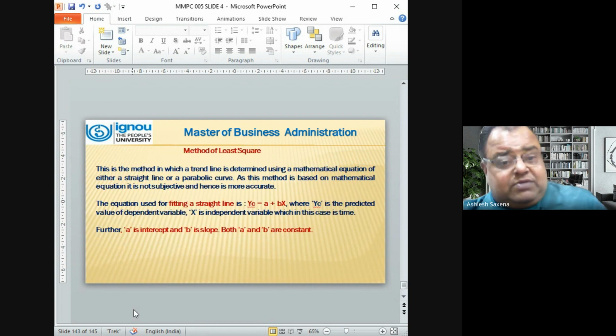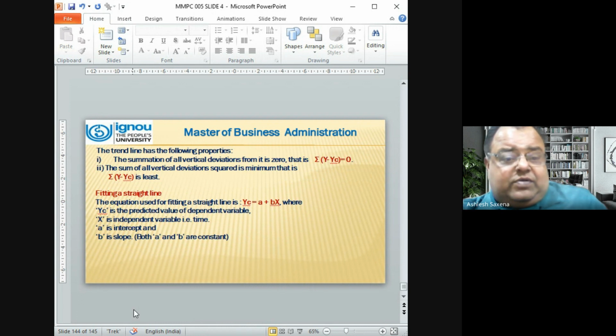Then comes your least square method. You have seen it already. This is the method in which a trend line is determined using a mathematical equation of either a straight line or a parabolic curve. As this method is based on a mathematical equation, it's not subjective and hence it is more accurate. The equation for a fitting straight line is yc = a + bx, where yc is the predicted value of the dependent variable, x is your independent variable, which in this case is time, a is the intercept and b is the slope. Both a and b are constants.